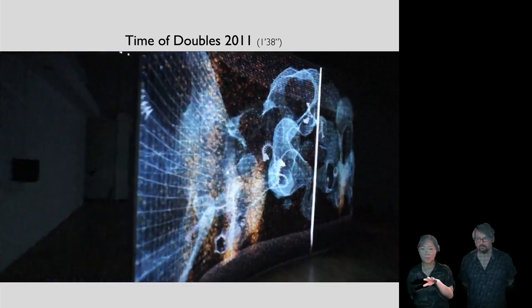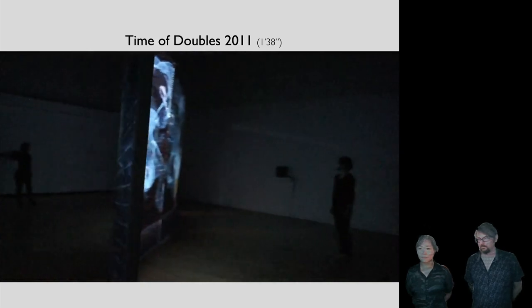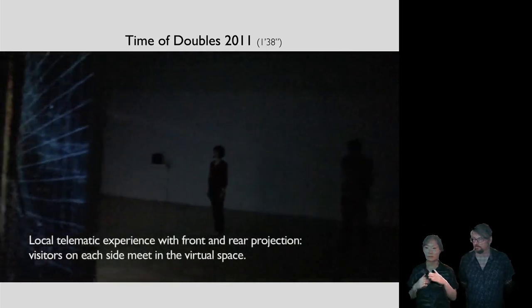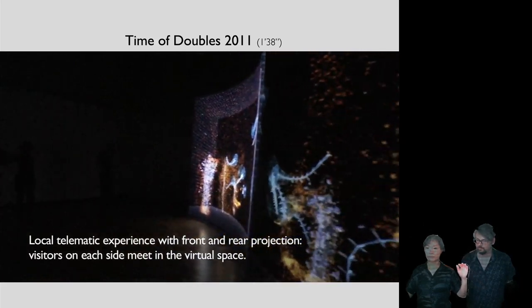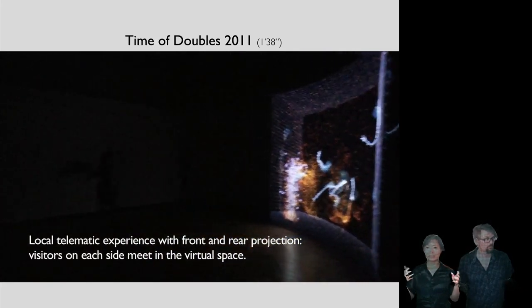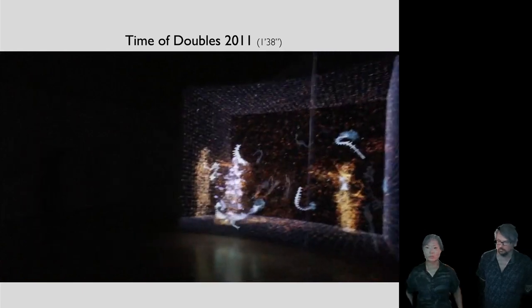So this is the local telematics. The people from each side, they can't see each other, but they can see each other from this virtual world.